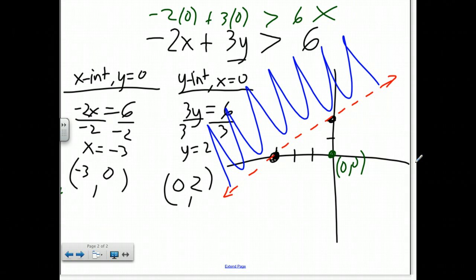What question do you have for me based on that? Is that straightforward enough? Yes. It's pretty much the same thing, except you need to watch out for the line.